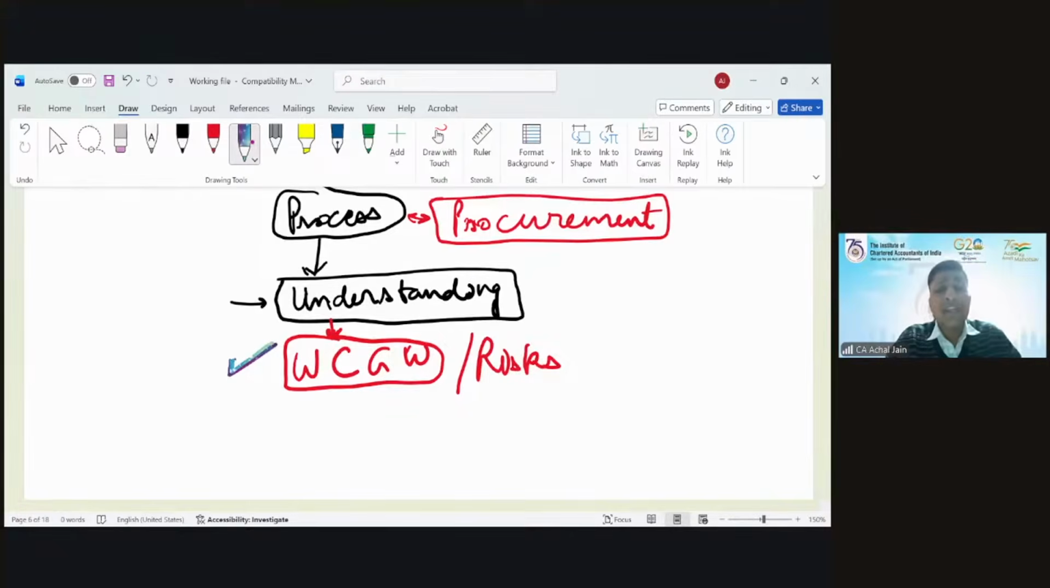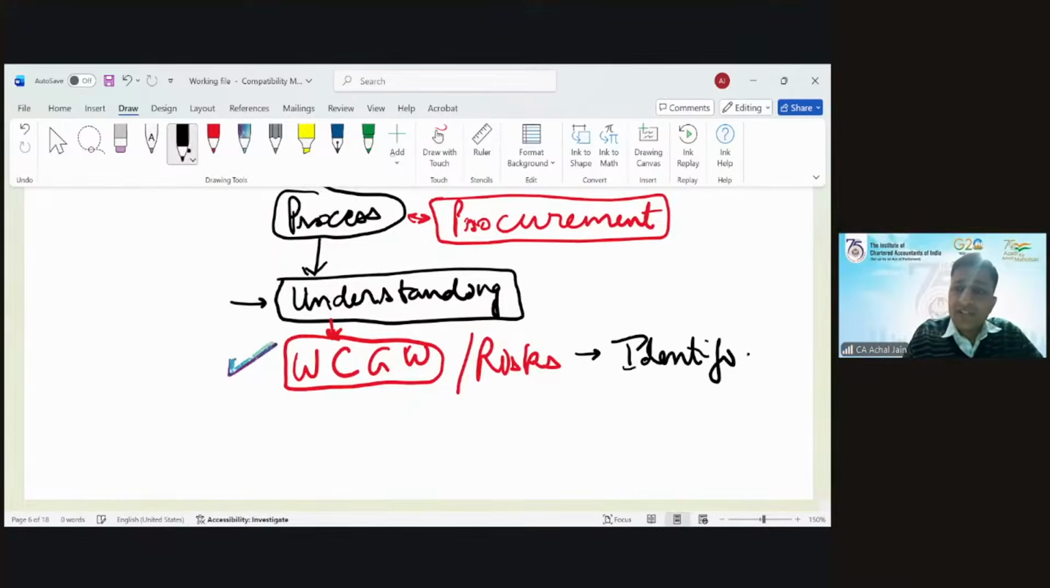Now, in relation to this risk, what do we need to do? We need to, first of all, identify this. Because anything around this risk, if you have to do, that is only possible when you will be able to identify this. Yes or no? So that's why identification of these risks is important.